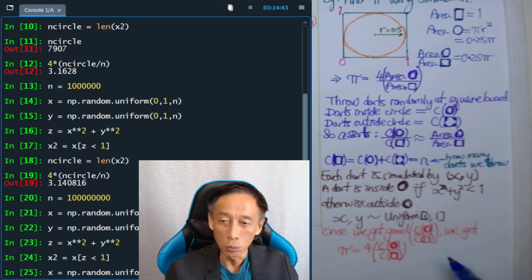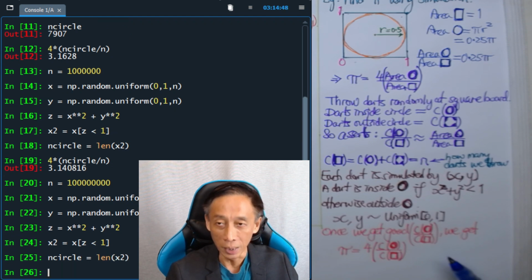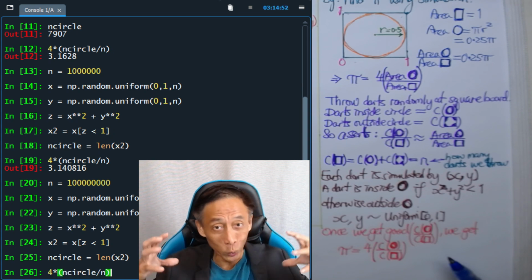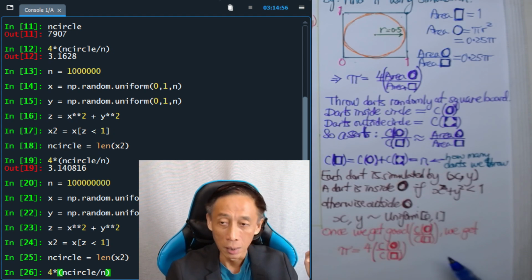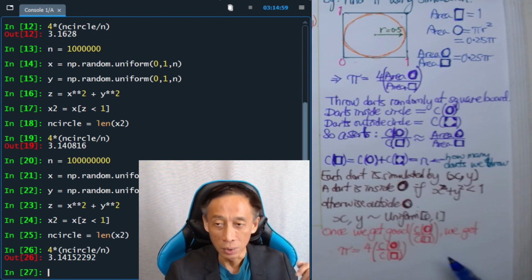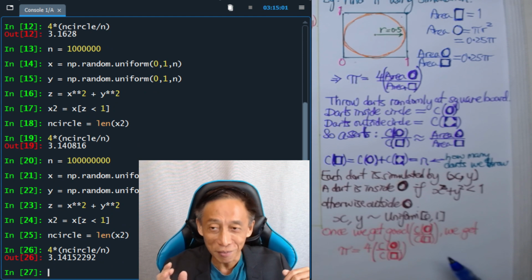And now we count how many of those, right? Not many. And then we use our formula to reintegrate back the counted numbers. Now it's 3.1415.